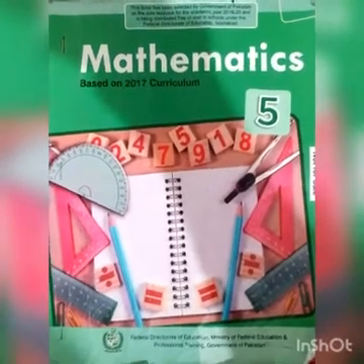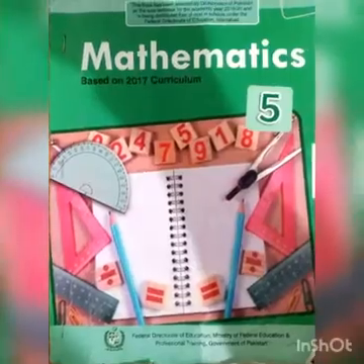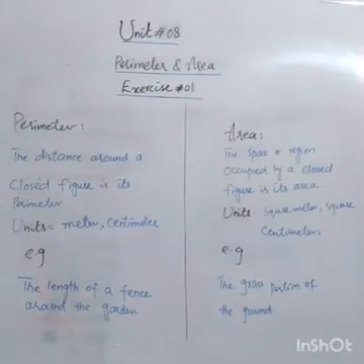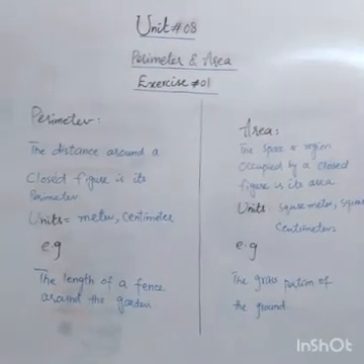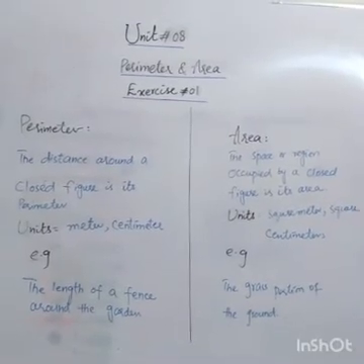Dear students, today we are going to learn mathematics of grade 5. Today we will learn unit number 8, perimeter and area, exercise number 1. So first of all we will see what is perimeter and what is an area.